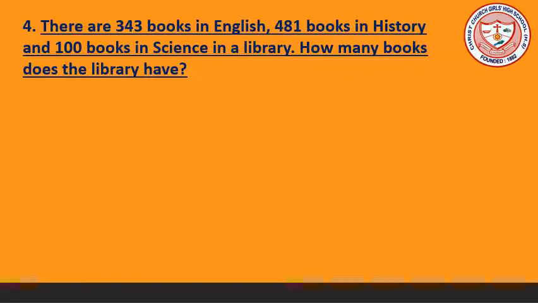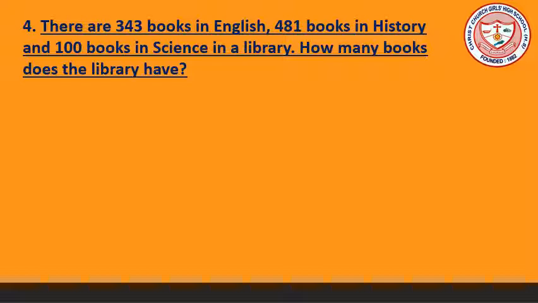Now let us try out this one. Number 4. There are 343 books in English, 481 books in history, and 100 books in science in a library. How many books does the library have? So children, here we have to find out the total number of books in the library, right?